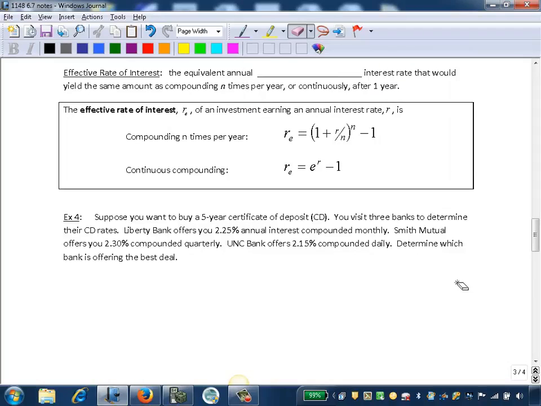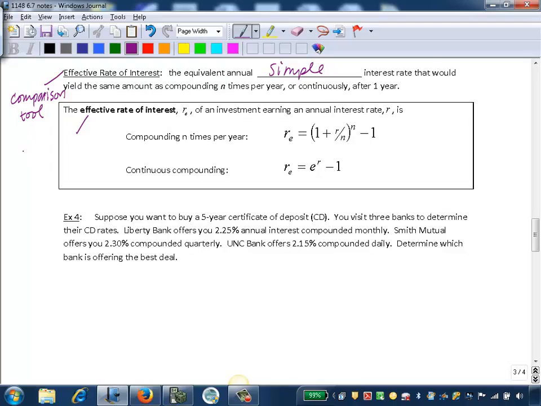The effective rate of interest is the equivalent annual simple interest rate that would yield the same amount as compounding n times per year or continuously after 1 year. Effective rate of interest is a way of comparing different interest rates. So you can look at this as a comparison tool. In order to calculate effective rate of interest, you're basically investing $1 for 1 year.